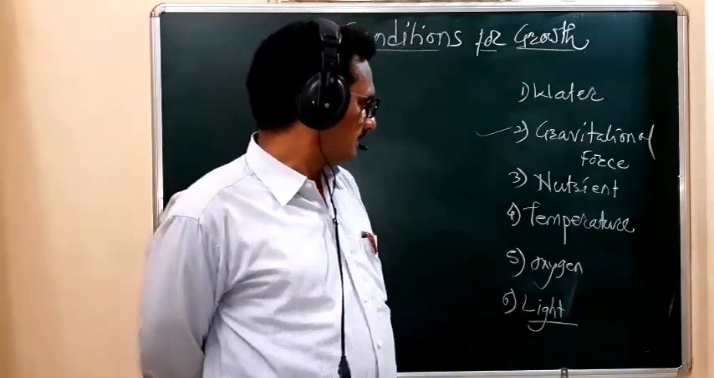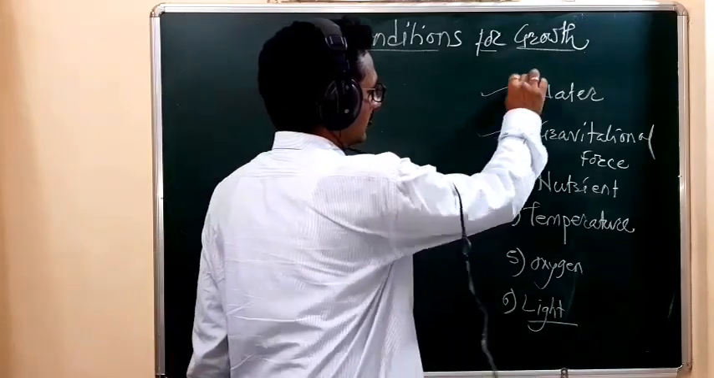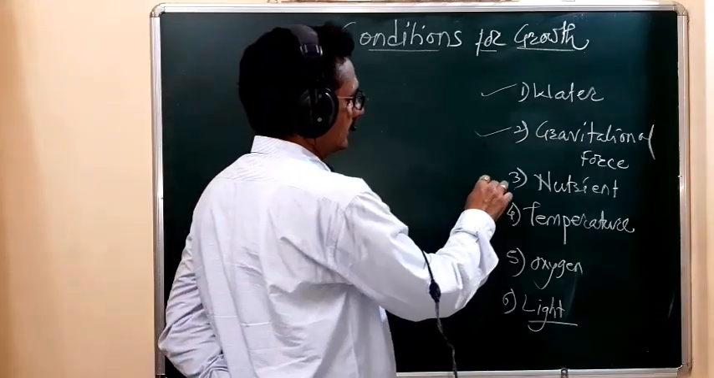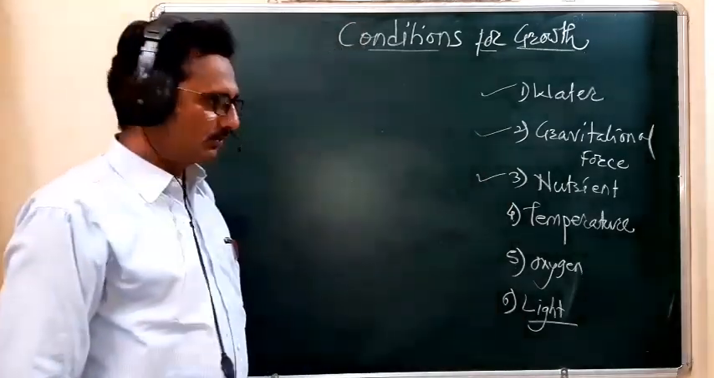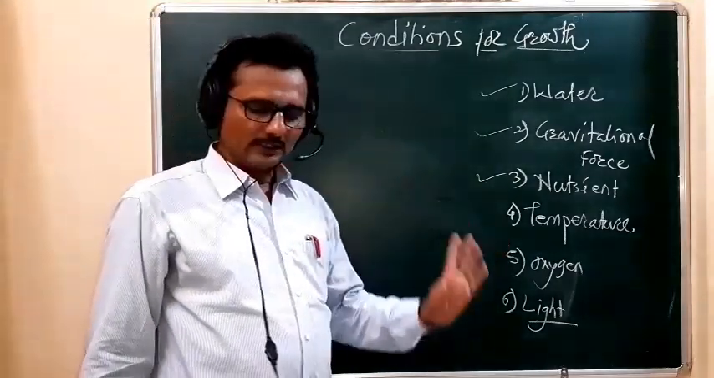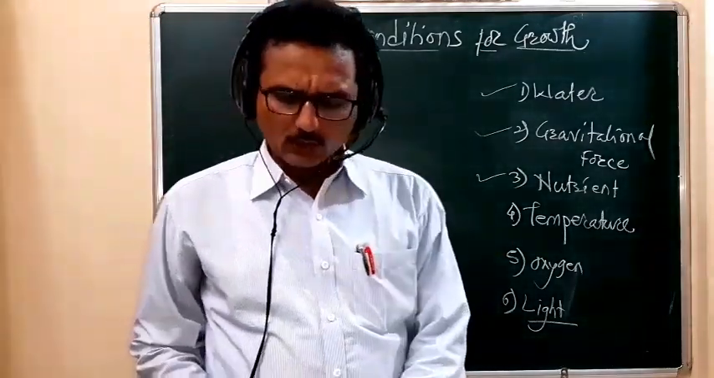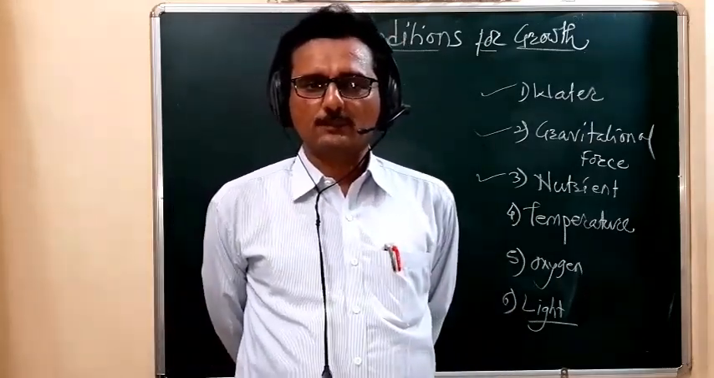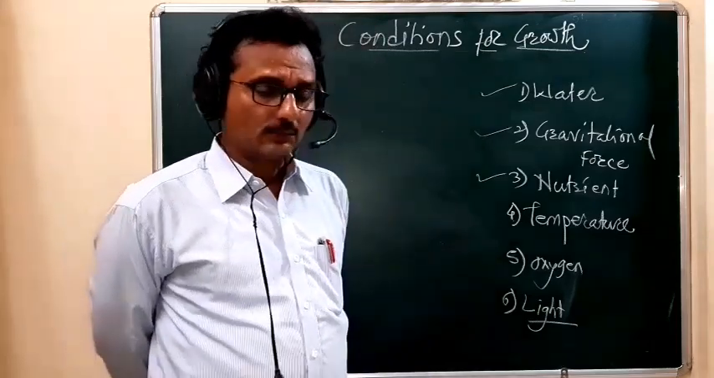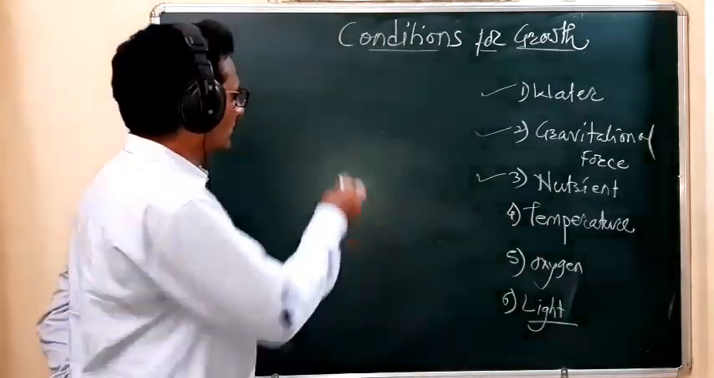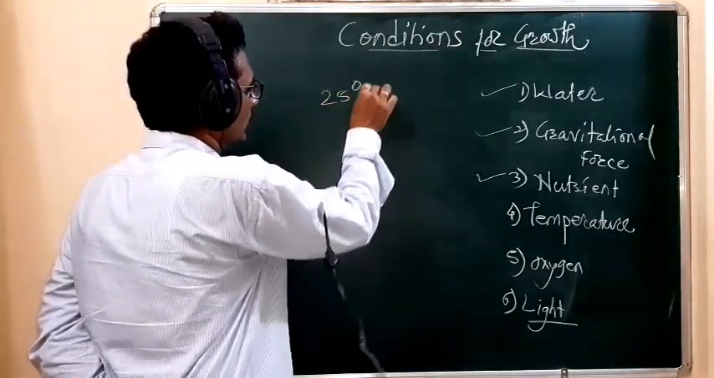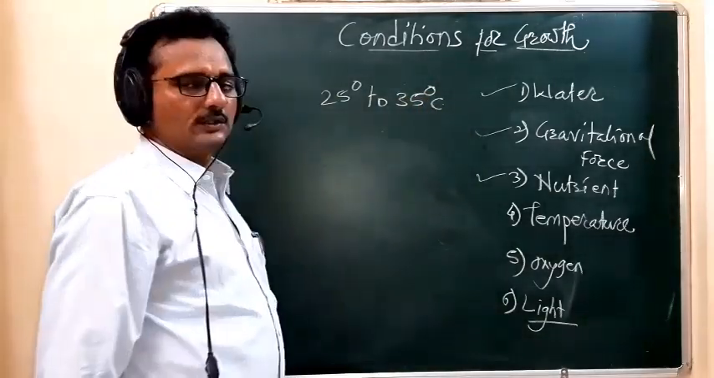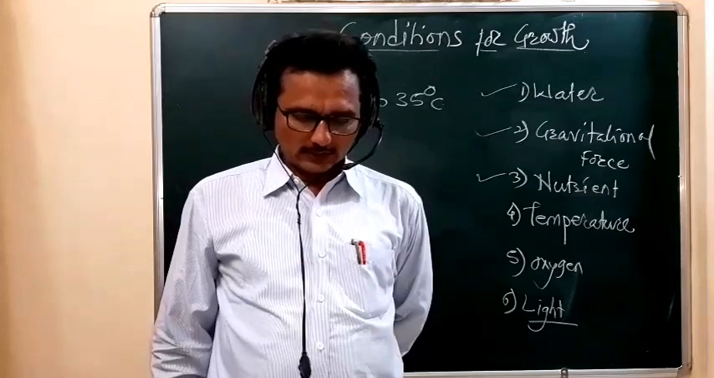Then the next thing is, there is a requirement of water, the necessity of the gravitational force, and next to that there is a requirement of the nutrients, and it is followed by the requirement of the temperature. So for the proper enzymatic reactions, how much temperature is required? Near about 25 to 35 degrees temperature is required for the normal and healthy growth of the plant.